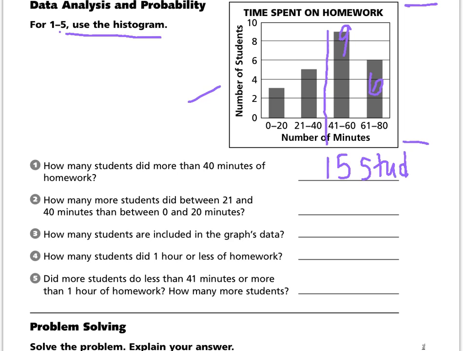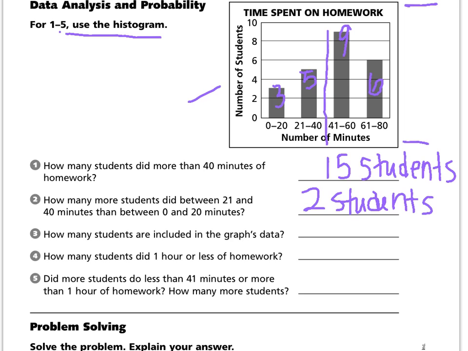Number 2, how many more students did between 21 and 40 minutes than between 0 and 20? So I need to find the difference. I know that this is going to be 5 students and this is 3 students, so the difference between that would be 2 students.